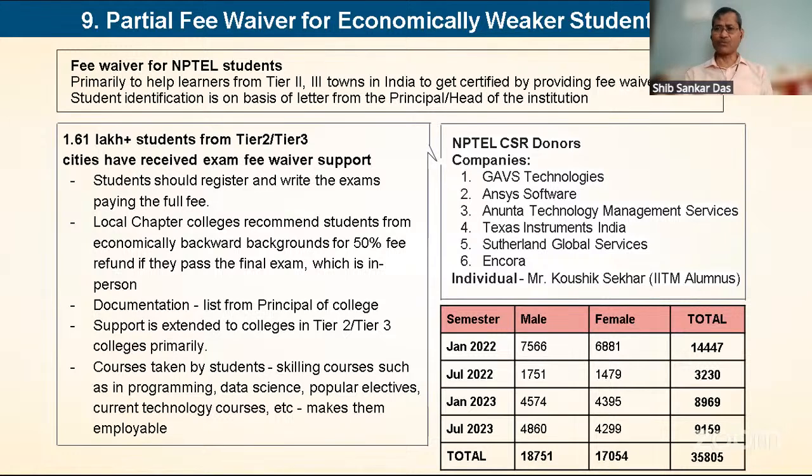Partial fee waiver is available with the support of our industry associates. We get some funding from there, and if some of the students of your college are financially weak, you can recommend the names of such students, and based on the recommendation of your college, NPTEL can approve their fee waiver. Initially, the students will pay the full examination fee, but if they successfully complete the course, 50% of the fee will be refunded to them. This comes with the support of our CSR donor companies like GAPS Technologies, ANSYS Software, Ananta Management, Technology Management Services, Texas Instruments, Sutherland Global Services, and so on.